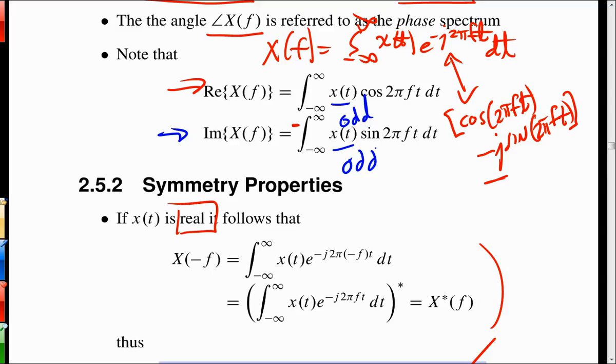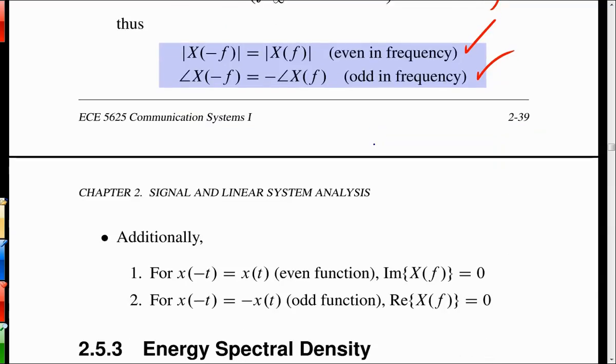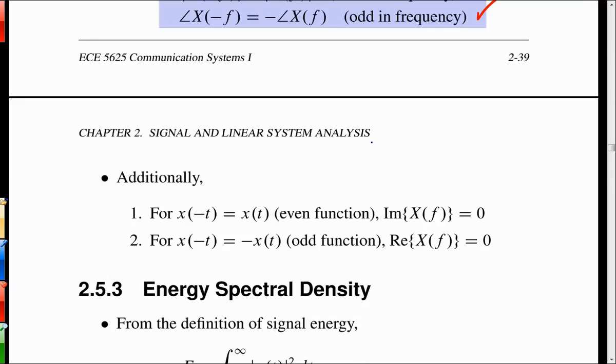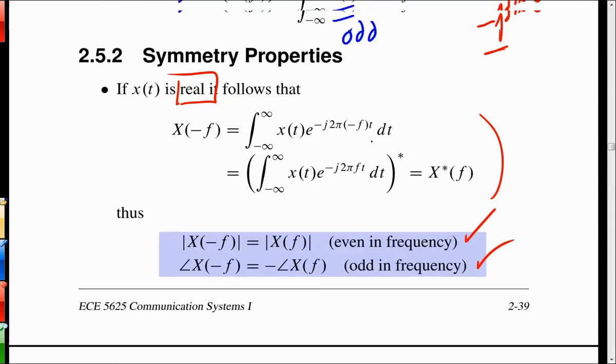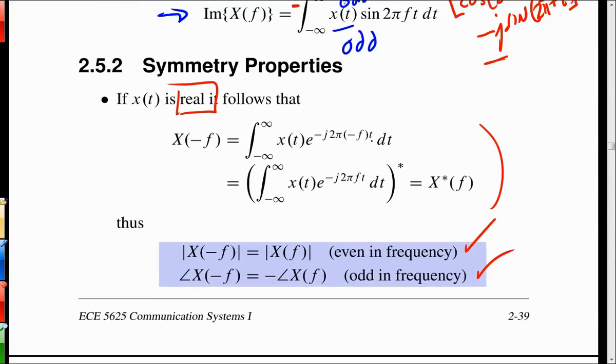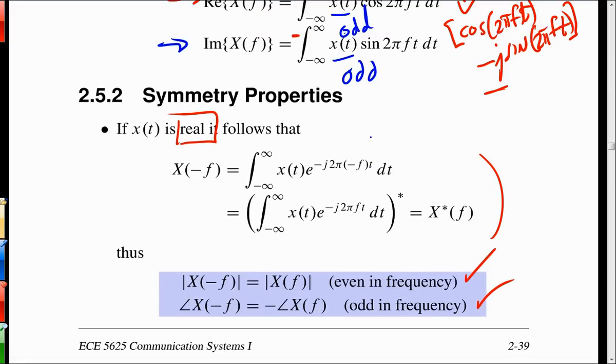So that's that type of symmetry, and that actually is written out over here in this bullet. The other type of symmetry that always applies, though, is that the magnitude response is an even function of frequency, and the phase response is an odd function of frequency.